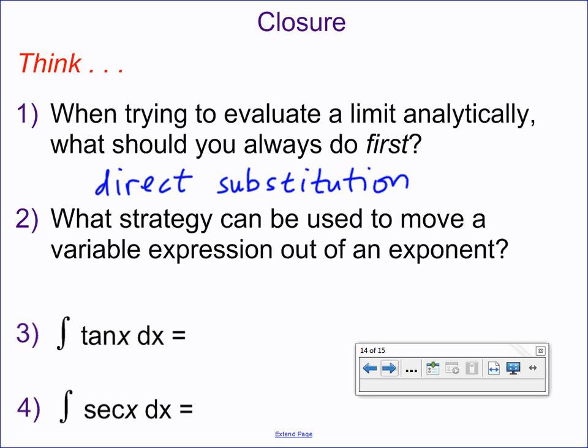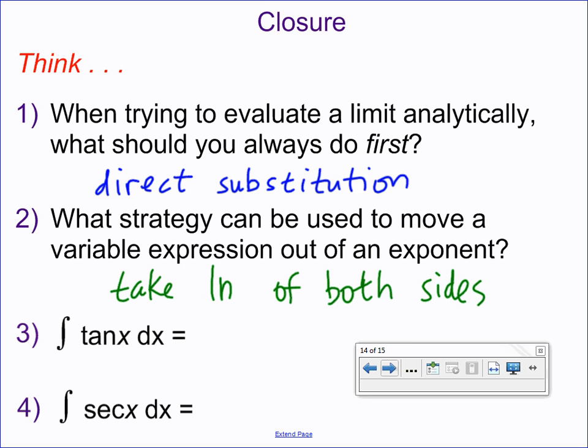What strategy can be used to move a variable expression out of an exponent? We've seen this as a recurring theme throughout the unit. What can we do to get our variable expression down out of the exponent? What can we do? Maggie? Take the natural log of both sides. Absolutely. We can take the natural log of both sides, and then we introduce our log problems. Good job. Thank you. What's the antiderivative for tangent of x?